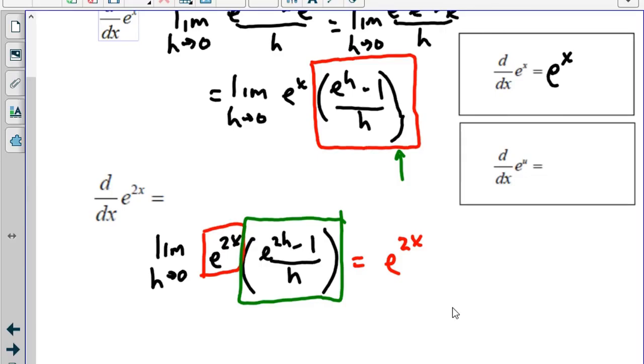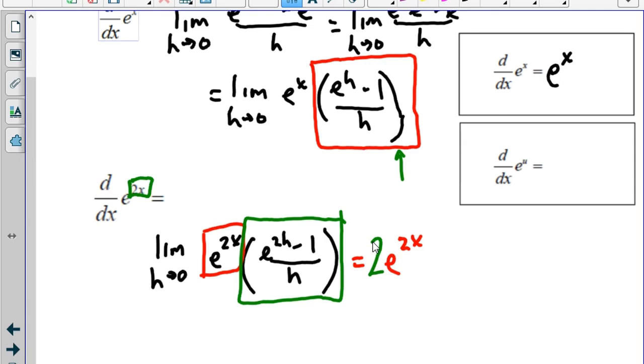So that thing in the green box basically becomes a 2. And so what it appears that we're finding is that when we take the derivative of e to the x, we have to take the derivative of whatever's in the exponent. And that kind of looks like the chain rule, which is exactly what we would think it is.